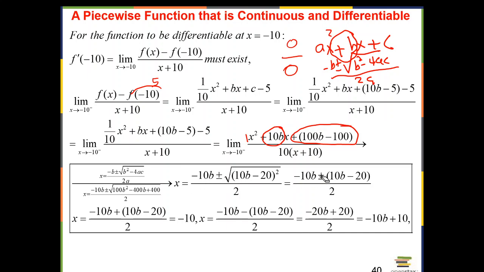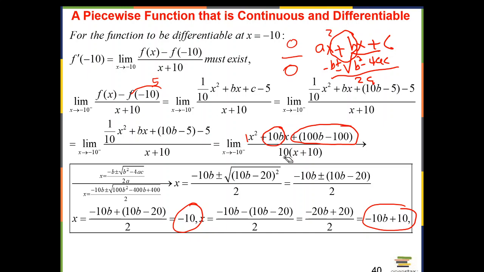It gives us two answers here, right? So we're going to substitute here with the plus and with the minus. With the plus, we get negative 10. With the minus, we end up with negative 10b plus 10, right? So we got this, and we got this right here. So there are two factors.